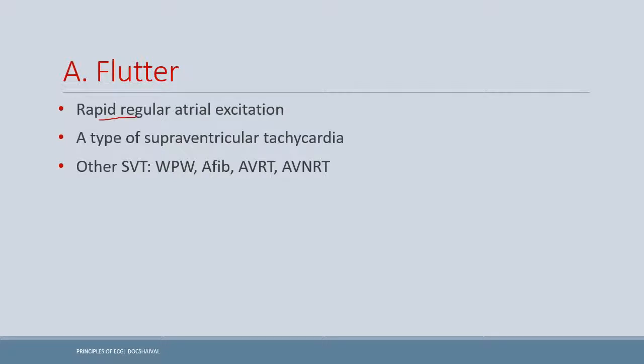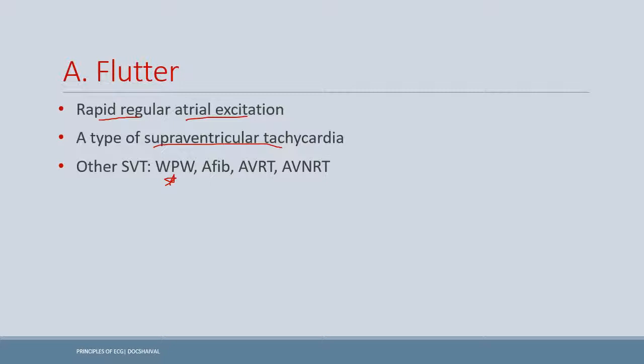Okay. Now, atrial flutter is the rapid regular atrial excitation, as I've already stated, and it is a type of supraventricular tachycardia. Supra means above, so supraventricular tachycardia because it is originating above the ventricles. Then the other supraventricular tachycardias to be aware of are Wolff-Parkinson-White syndrome, in which there is an accessory bundle of Kent, and that causes the increased pre-excitation of the ventricles, and tachyarrhythmias are there.